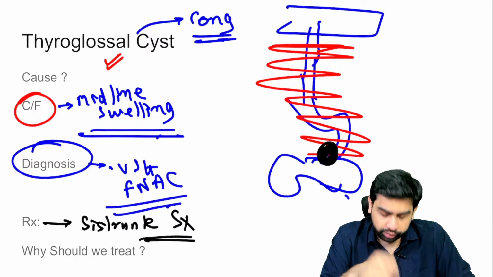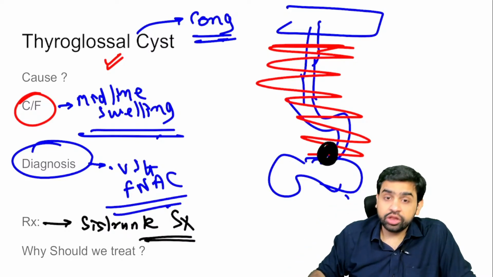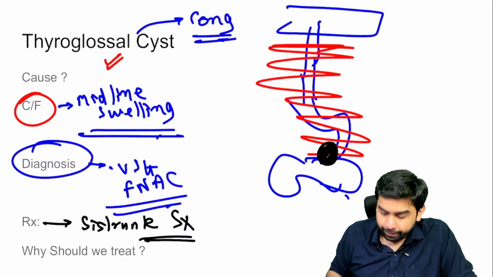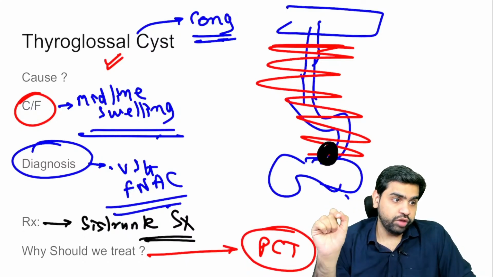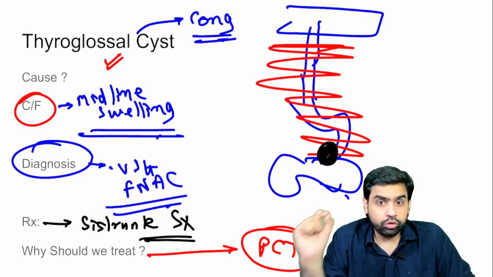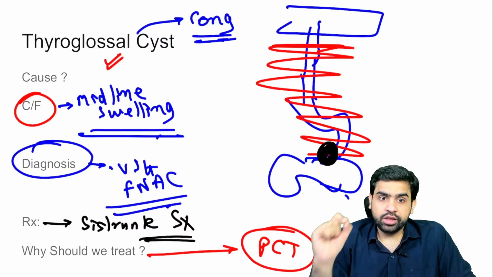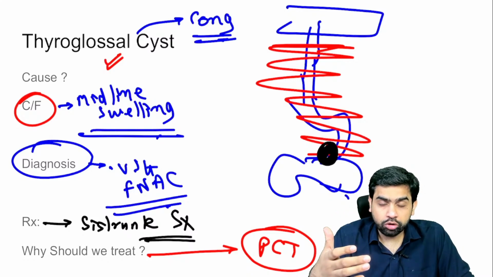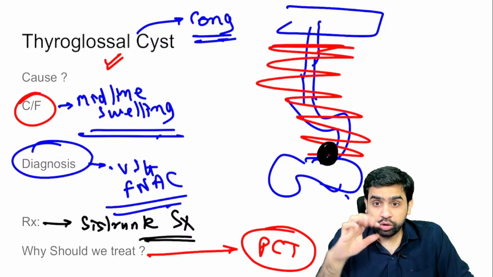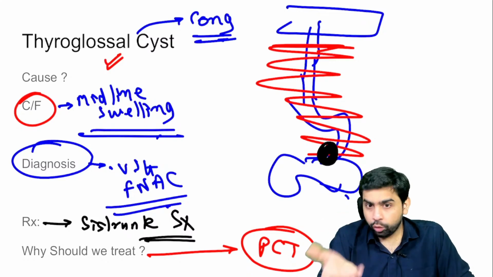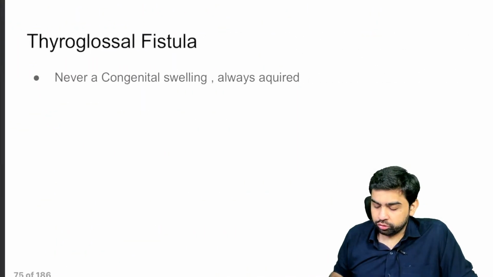Yes, absolutely important. Another important risk factor is that it can lead to papillary carcinoma of thyroid. Over a period of time, it can lead to papillary carcinoma of thyroid, and that is the reason you have to operate. In the Sistrunk operation, you remove the entire duct, you remove the central portion of the hyoid bone, you remove the base of the tongue, and obviously you remove the cyst. That's what you need to understand over here.